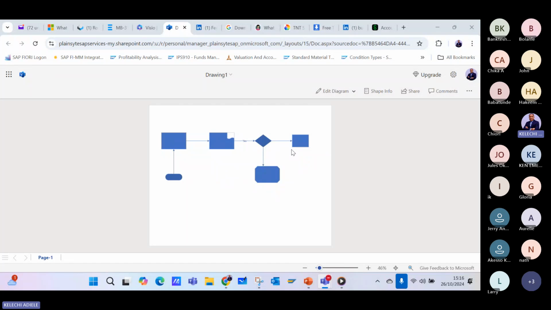If you're discussing with the technical team, there's a language they understand. They don't understand English, especially when it comes to processes. You have to put it in a form that is easy for them to understand. If you don't put it in that form, you have issues working with them. So these are some of the things you will face in a real life project, right?